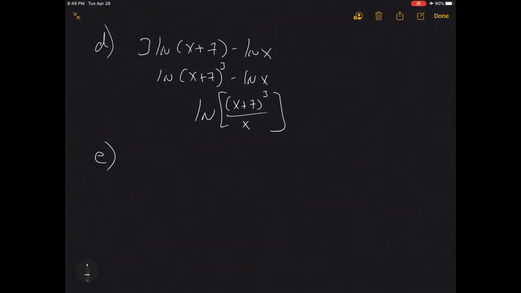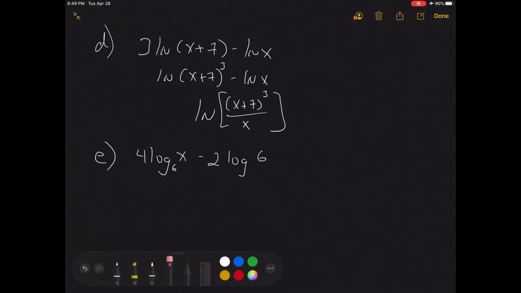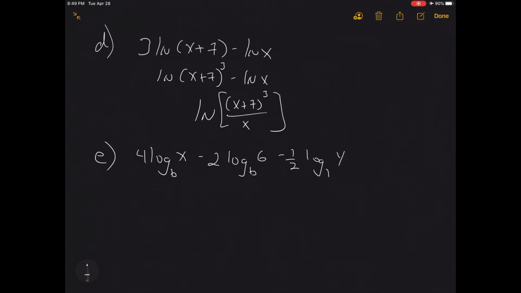Let's say we have 4 log of x base 6 minus 2 log of 6 base. Actually, let's make this base b. Let me get rid of that. I don't want to make it base 6 because that'll defeat my purpose here. Let's make it a b instead. Base b, and then minus 1/2 log of y, also base b.